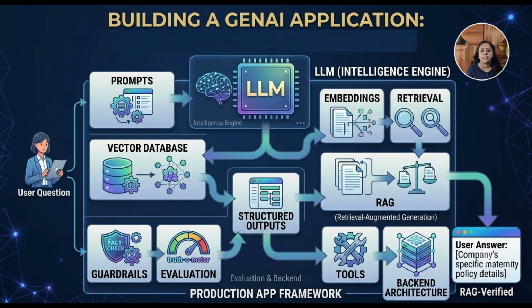The LLM is the intelligence engine, but a production GenAI application includes much more: prompts, embeddings, retrieval, vector database, RAG, structured output, guardrails, tools, evaluation, and backend architecture. As we move further, we can understand where they fit into a real production application.